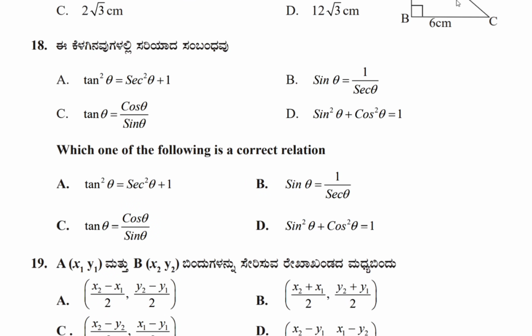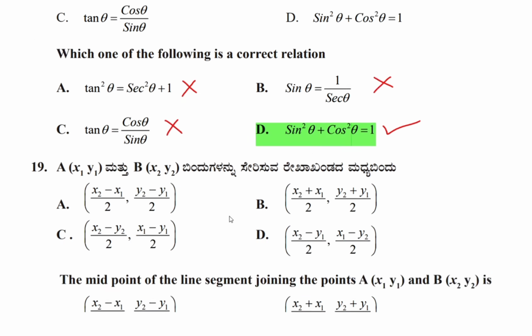18th question. Which of the following is the correct relation? The first option is incorrect and option B and option C are incorrect. Therefore, the correct answer is option D, sin square theta plus cos square theta equals 1, which is identity 1.